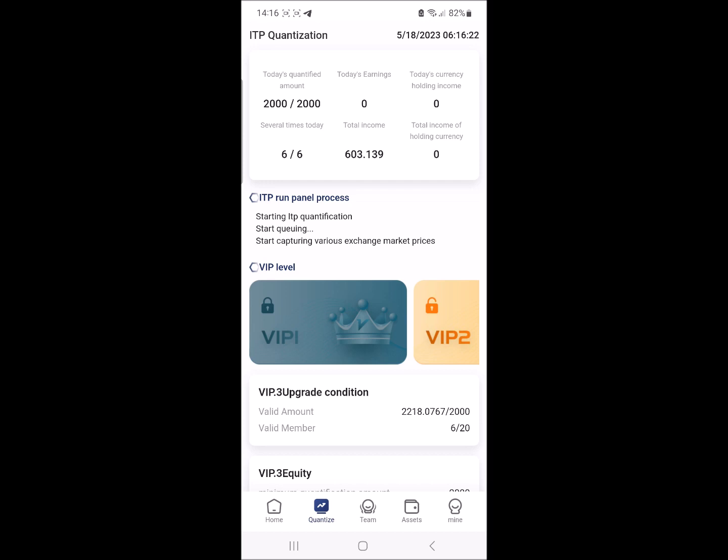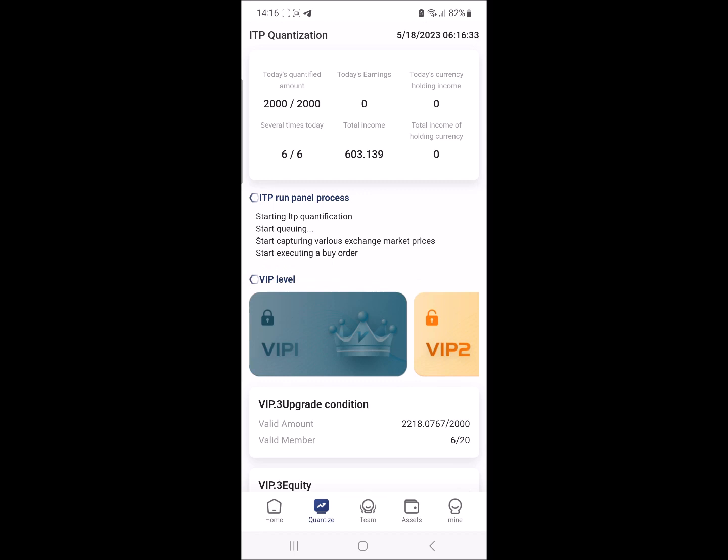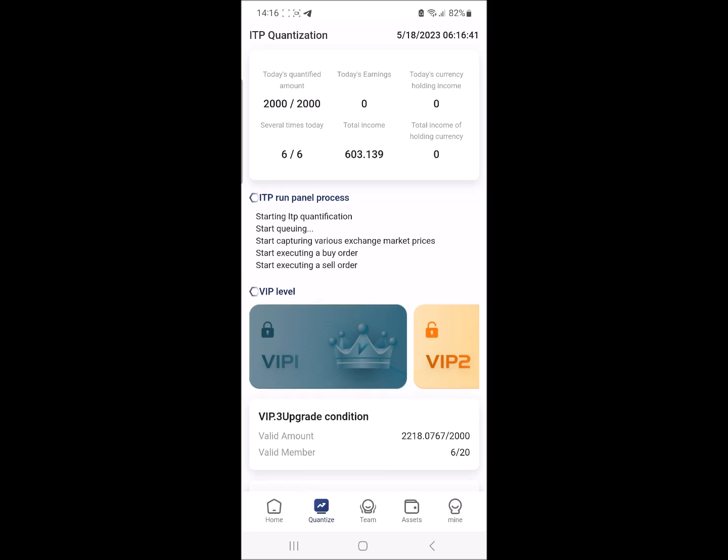Right, start capturing various exchange market prices. So the AI is going and looking at various different exchanges around the world, which again, I'll go into more detail on this in a minute. It's executing a buy order. It buys at a low price. Executing a sell order. It sells at the highest price.